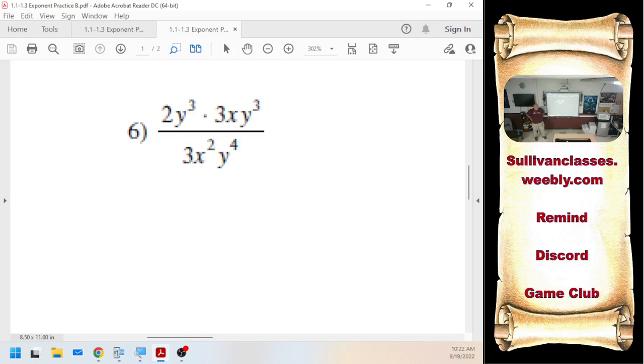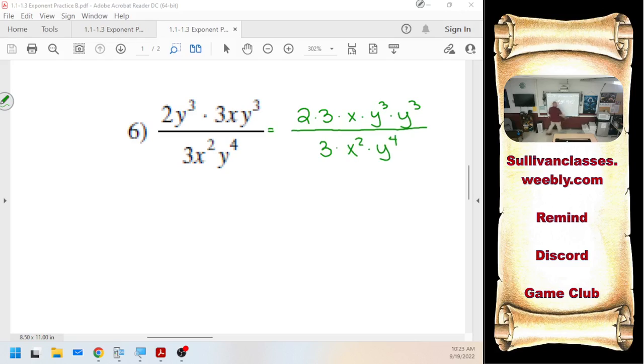Okay. Number 6 looks kind of gross just because there's a lot of stuff there. Do you see an exponent on parentheses? Do you have it arranged turtles with turtles, giraffes with giraffes? Not yet. So start rearranging. Put 2 and 3 here, x here, y to the third here, y to the third here. I know it's all pixelated 8-bit Mario up here, but you get the idea.